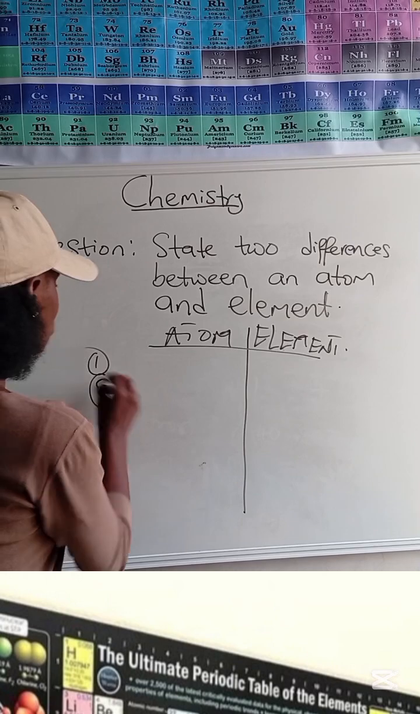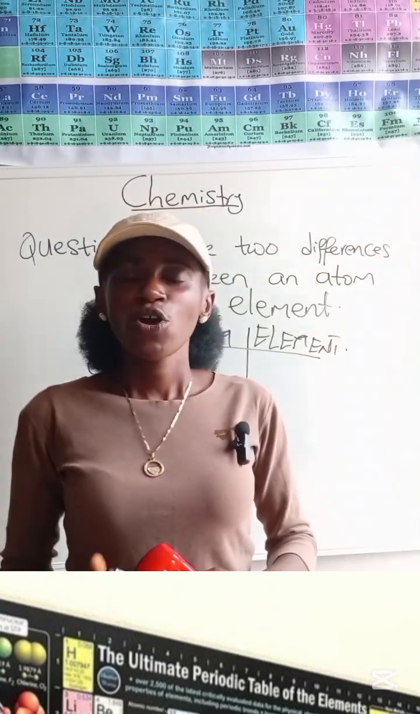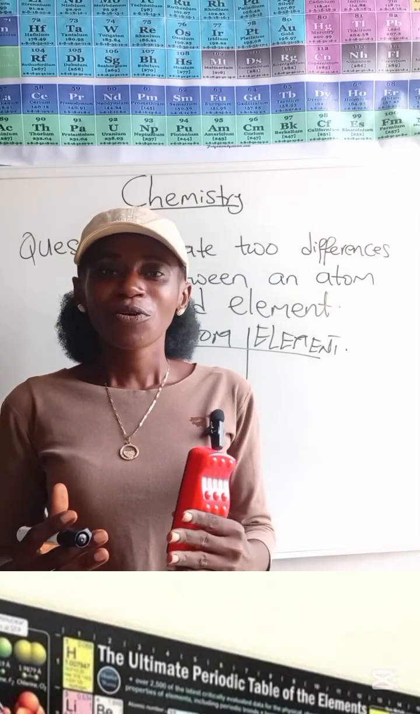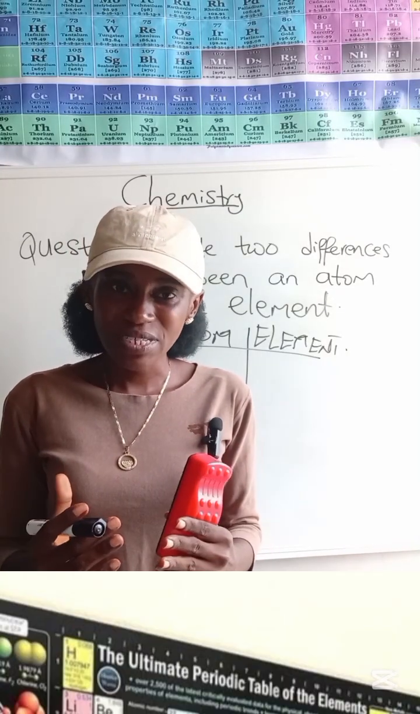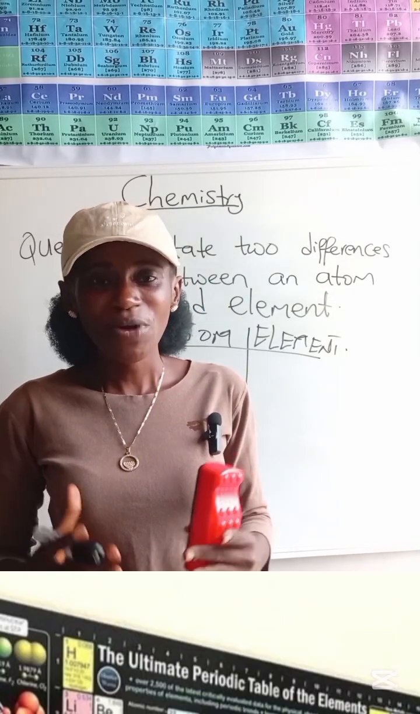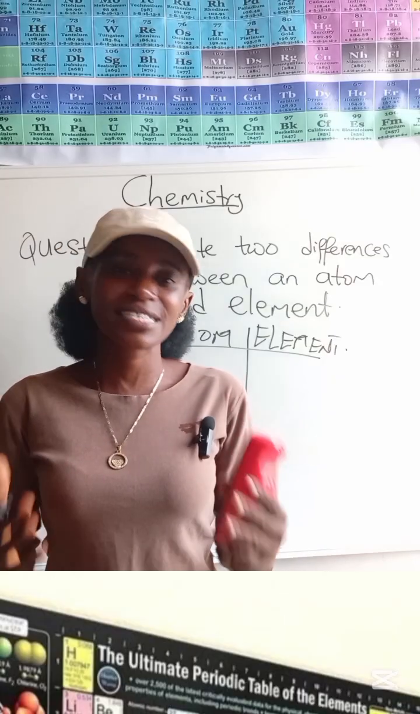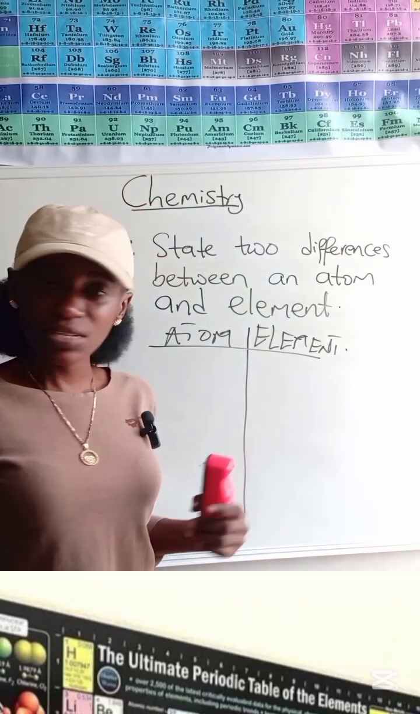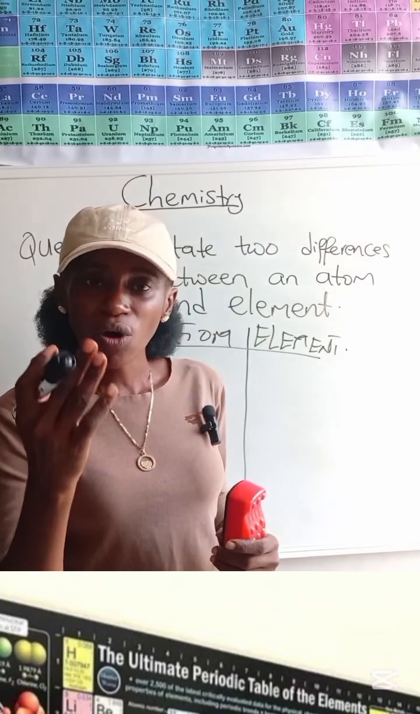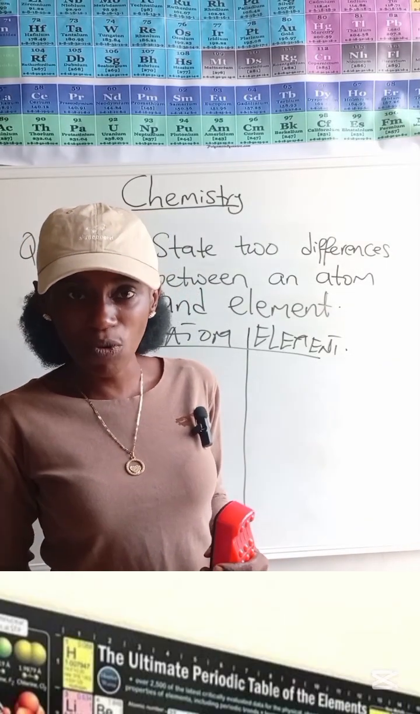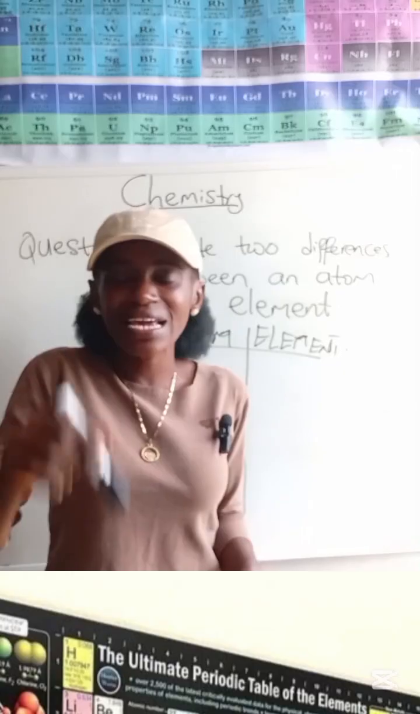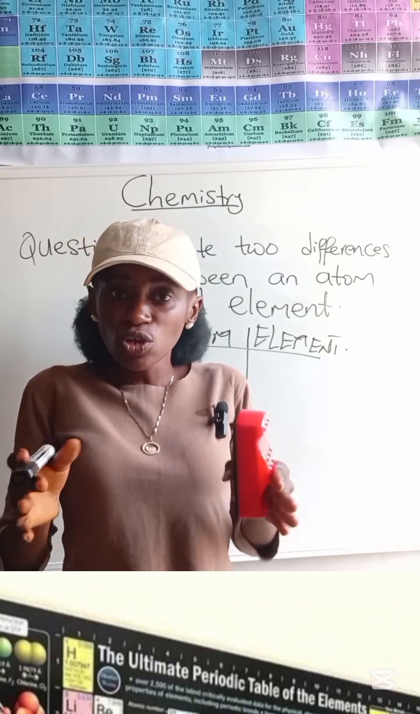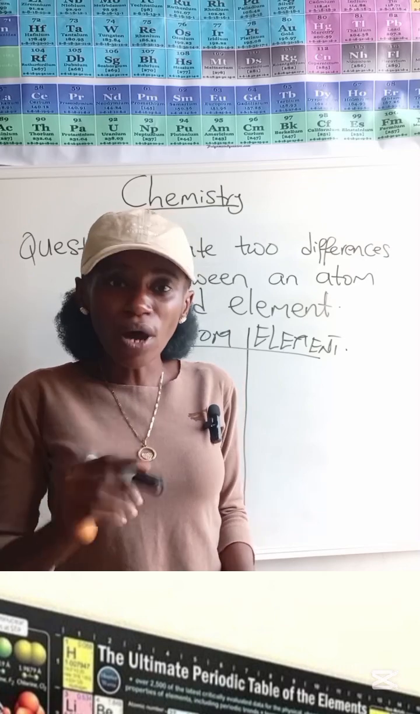Number two here. What do we have? We have more than enough atoms in the universe. We have plenty, more than enough atoms in the universe. While elements over here are just 118 on the periodic table. We have only 118 known elements on the periodic table. I'm talking about the ones that are known.